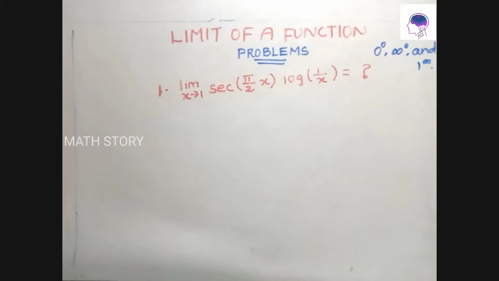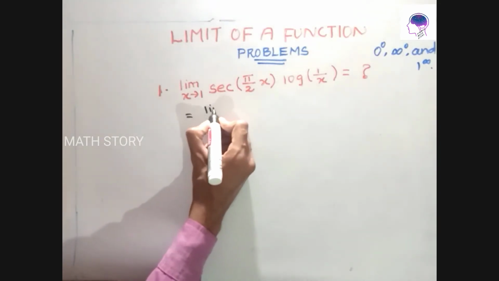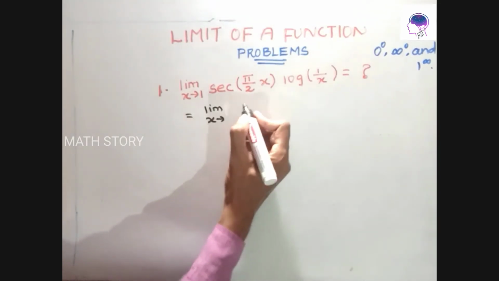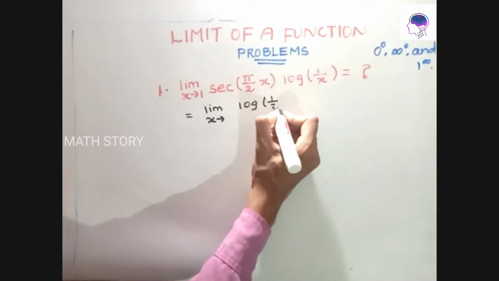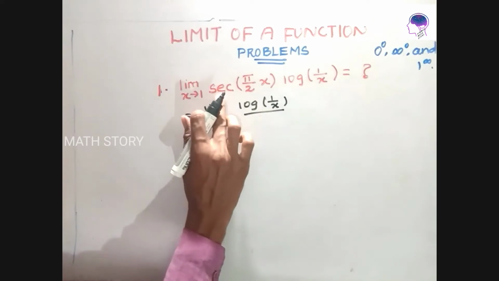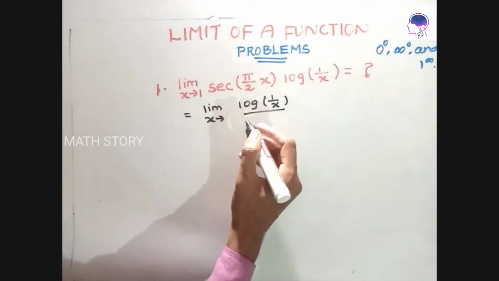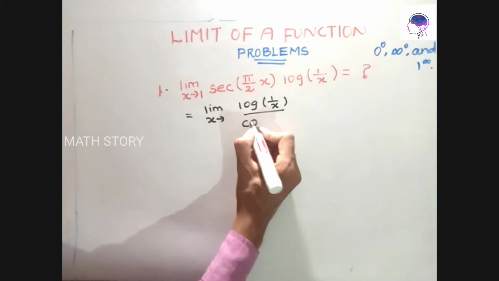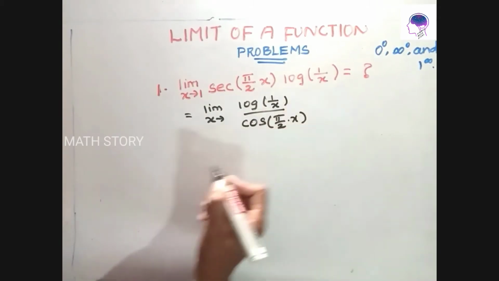Limit x tends to 1 secant pi by 2 into x log 1 by x equal to what? Let me rewrite this term as log 1 by x divided by, the secant pi by 2x comes to the denominator, we get cos pi by 2 into x, right?